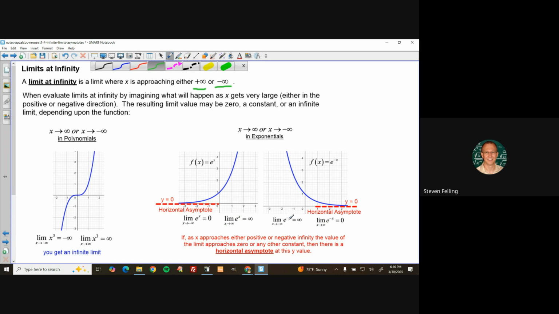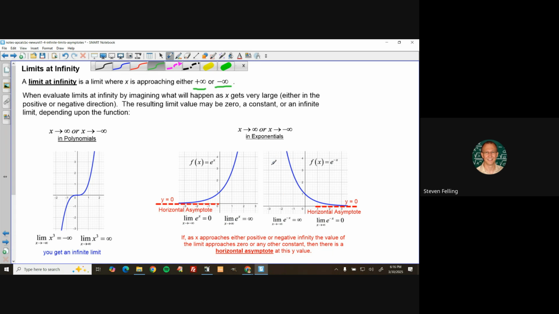For the exponential decay case here, the limit as x approaches negative infinity goes to infinity, whereas for regular exponential growth, the limit as x approaches negative infinity actually goes to zero. So for exponential growth, we have a horizontal asymptote only on the left side and an infinite limit on the right side. And for exponential decay type curves, e to a negative power, we have a horizontal asymptote on the right side and an infinite limit on the left side.